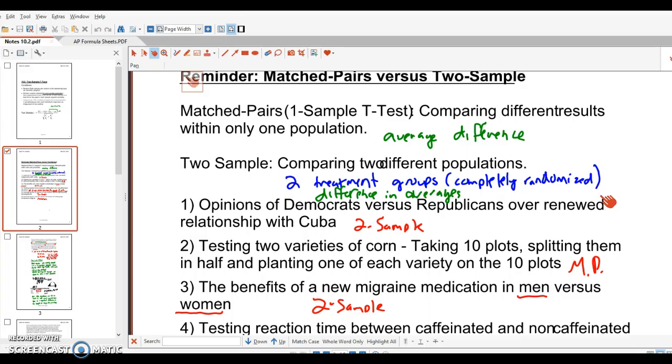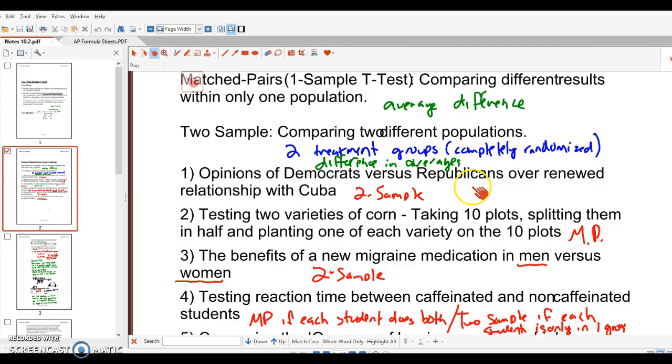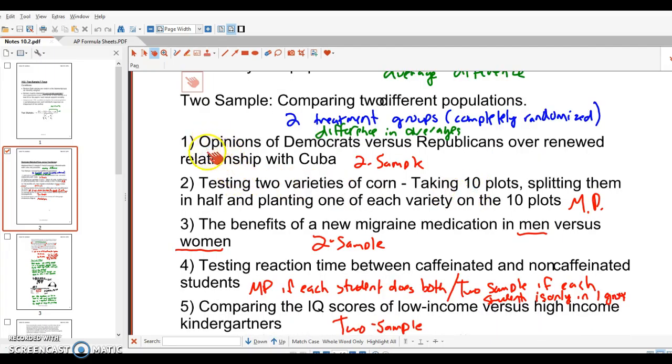Two samples is when I have two different populations, so men versus women, Democrats versus Republicans, older people versus younger people, and I'm trying to calculate the difference in averages. So there's a subtle difference in the wording, but it is there. For instance, Democrats versus Republicans, or anything that's two different populations, would be a two-sample test.